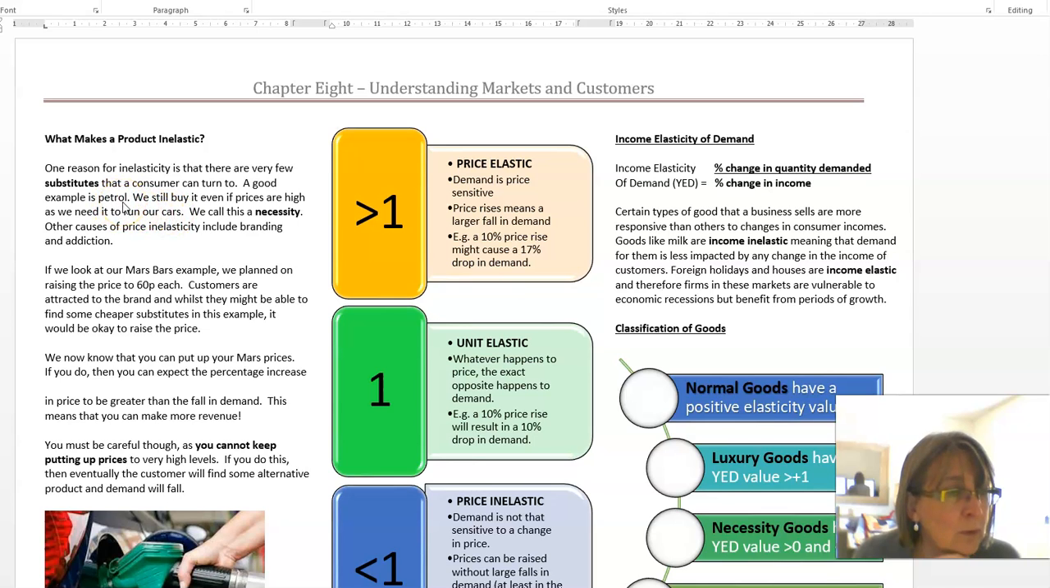So with petrol, when we need petrol, we have very few things that we can use to fuel our cars, and particularly for each individual car, there is no substitute for petrol. So we have to buy petrol. So that makes the price inelastic. We have to keep buying it. They can keep pushing the price up, but we have to keep buying it.